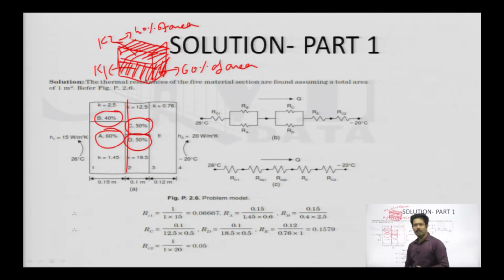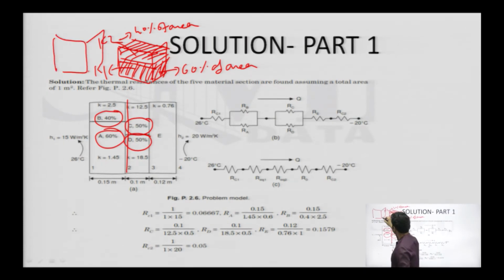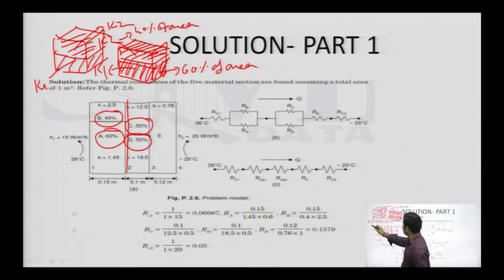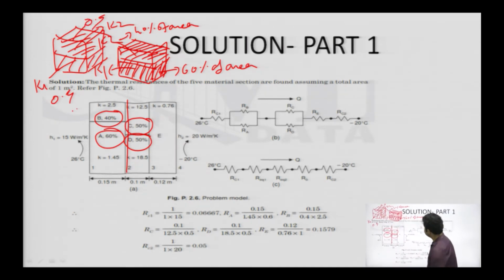Okay, this was all about that. So if we talk about 50%, the same thing will come again. I am drawing an isometric view. Here this is 50%, having K1, and this is 50% once again, having K2. So the area is 0.5 here, and 0.5 here. Okay, so this was the concept which I wanted to explain to you.